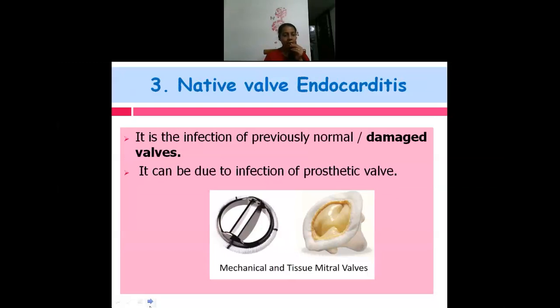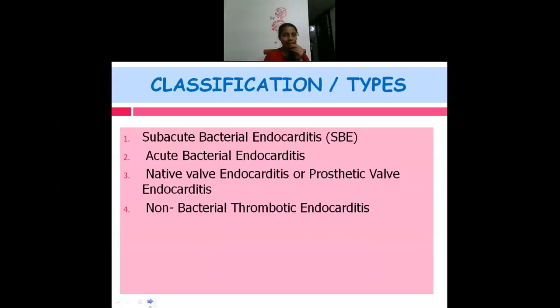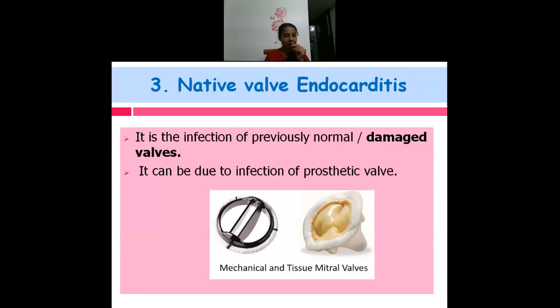What was the other name? The other name is prosthetic valve endocarditis. Already I told you the meaning of prosthetic. Prosthetic means it is artificial. So whenever you are using an artificial valve, there can be chances of infection. There can be infection in the normal valve also, or sometimes even the artificial valve can be damaged. That time we refer to it as native valve endocarditis.